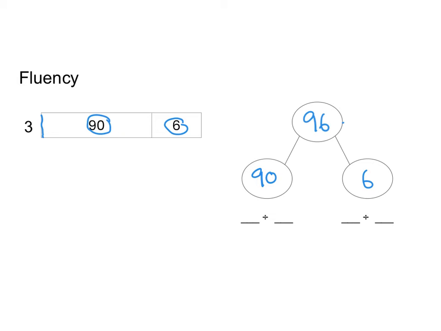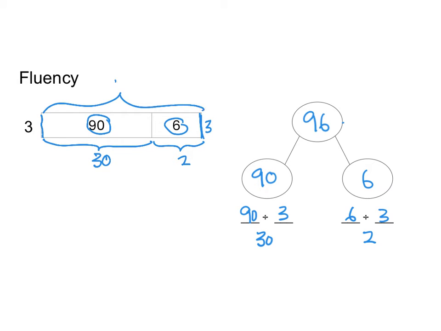So now we know that our width is 3, so we're going to divide by 3. What's 90 divided by 3? Well, 9 tens divided by 3 is 3 tens, so that gives us 30. So right here, our length is 30. Then we have 6, still divided by 3, because 3 is the same thing over here, and that's 2. So our length here is 2.